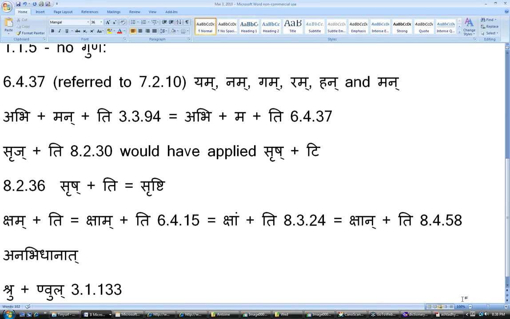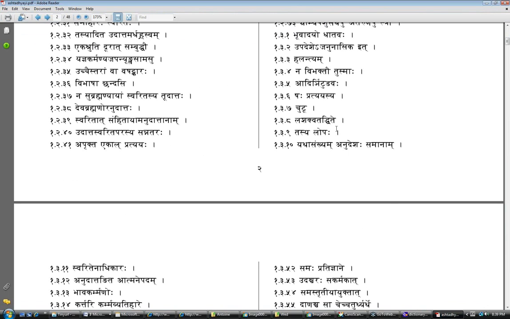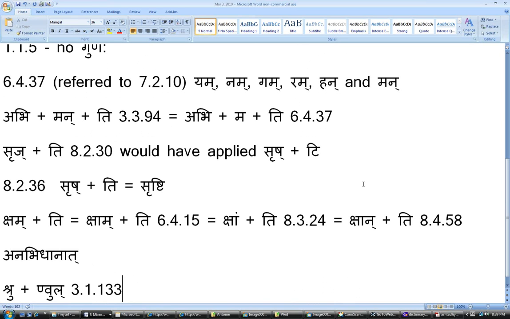By applying 137 and 133, when you remove the wrapping, the remaining is shru plus only wu. I'm sorry, this font will not allow me to write that. Okay, only wu remains. So we applied 133 and 137 and we got this. Now this wu, what is this wu?